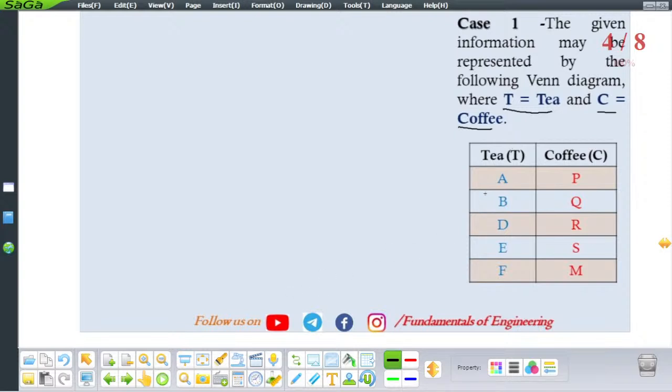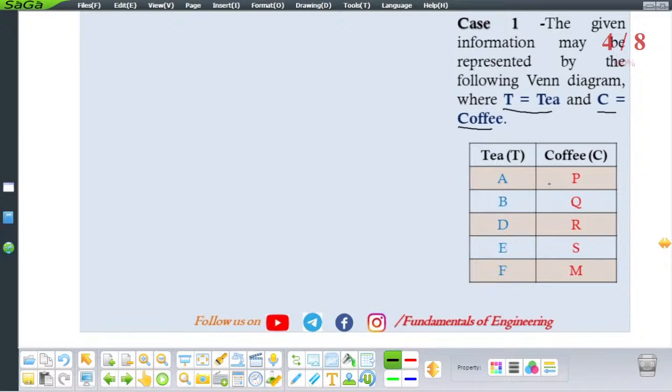Now you can see the data we are given. Among this data we have to find out whether there is any similarity, that is, whether the same name appears in the two columns. If you check the table, A, B, C, D, E, F are the persons who like to drink tea, and P, Q, R, S and M are the persons who like to drink only coffee.